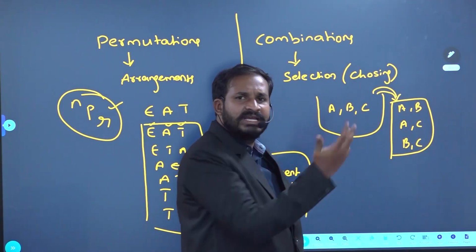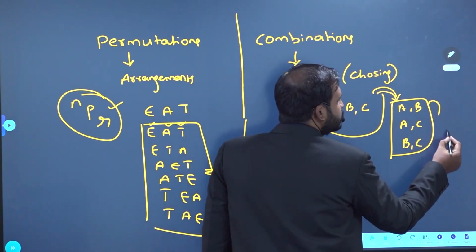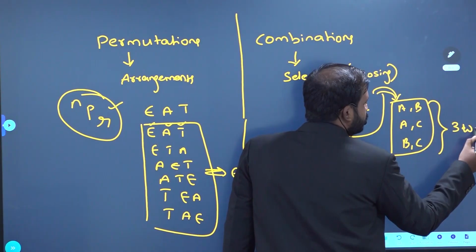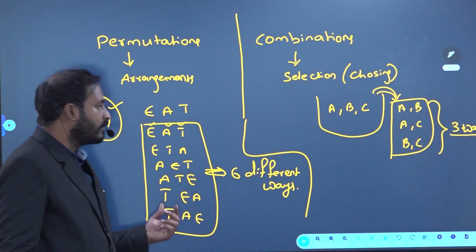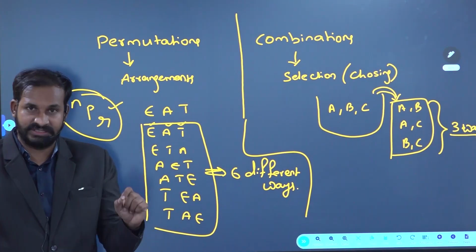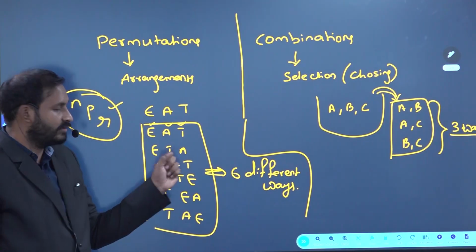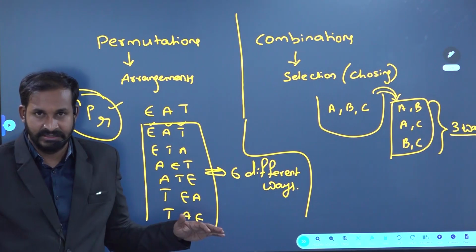Whether you take first A, next B, or first B, next A, it doesn't matter for us. So in how many ways can we choose? In 3 different ways we can choose. Understood, student? That is the difference between permutation and combination. In permutations, please be careful which one we are writing first, which one next, which one last. That is very, very important. That is nothing but the arrangement.